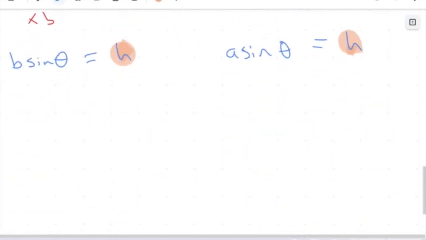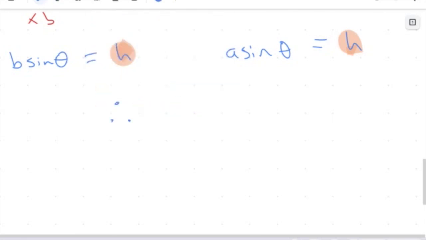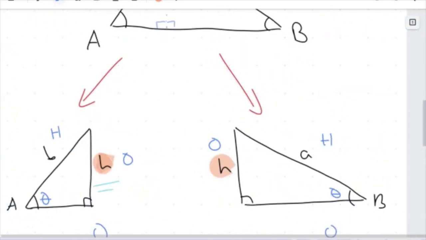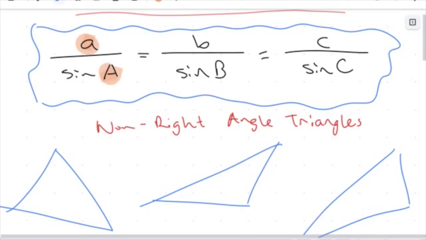So since these two are the same, I can therefore say that b sine theta is the same as a sine theta. Because the h's are the same and they're equal to whatever's on the other side of the equation. So we can say those other things, b sine theta and a sine theta, are equal to one another. And finally, in order to get it to look kind of like the thing we have up here, we've got the A's grouped together, we've got the B's grouped together, we've got the C's grouped together.